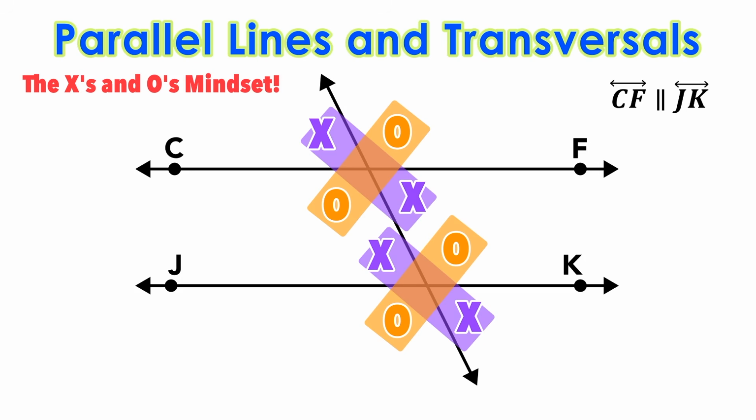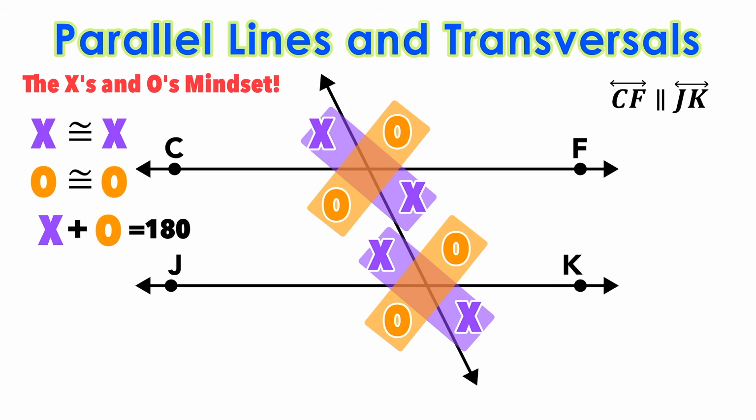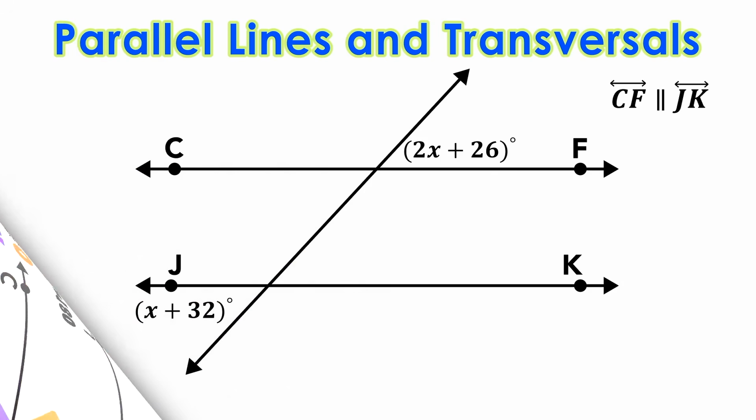Now, with this visualization in mind, we can conclude that all the angles labeled with an X are congruent to each other, all the angles labeled with an O are congruent to each other, and any combination of an X and an O angle will have a sum of 180. So any XO combo represents a linear pair. So now let's go ahead and apply this XO mindset to an example question involving some algebraic expressions.